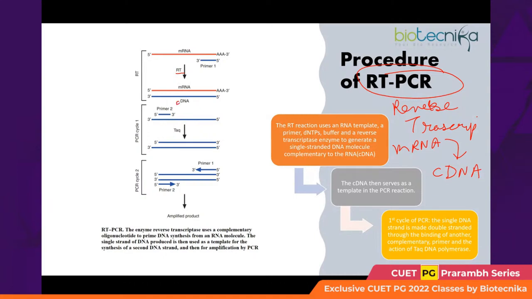Now that cDNA, this single strand of cDNA, will act as our sample, and on that, the second strand will be produced. So the first cycle of PCR will be used to make a double-stranded DNA molecule. After that, the PCR steps will be the same. Just one extra step is included: first, we convert the mRNA into cDNA using reverse transcriptase, and then the first cycle of PCR converts that single-stranded cDNA into a double-stranded DNA molecule. Rest of the steps are the same as PCR.